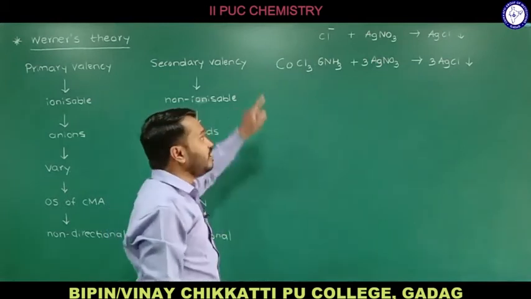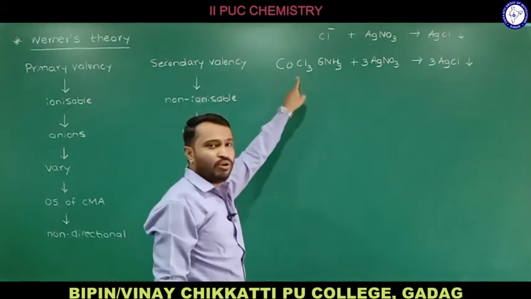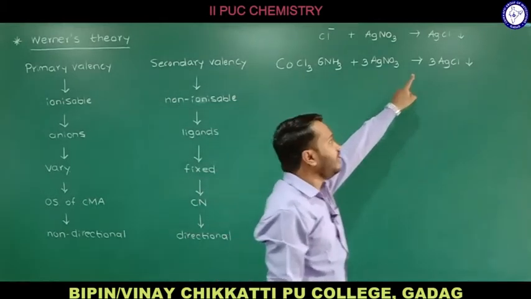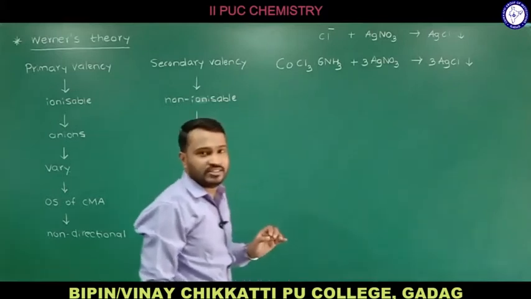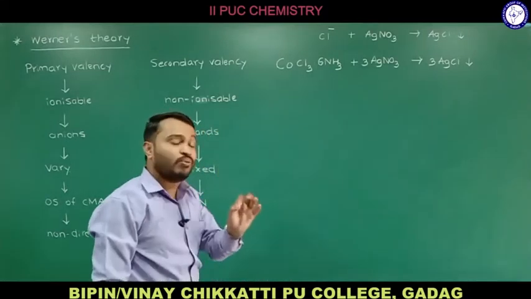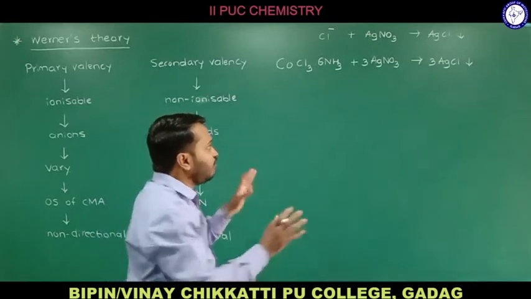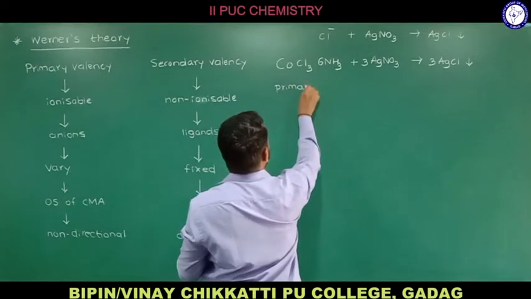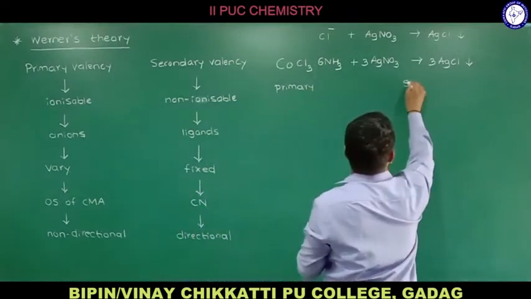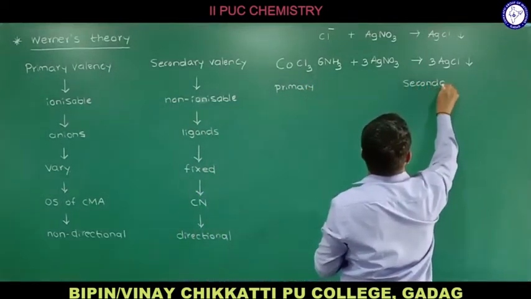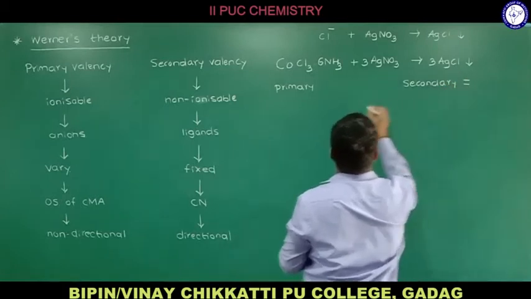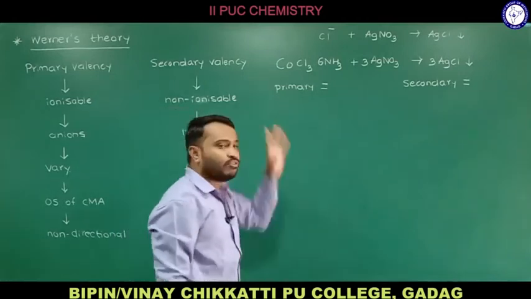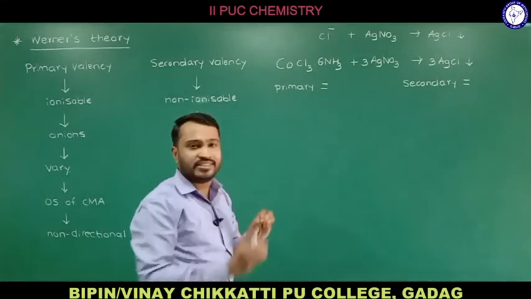So what I am saying by this reaction is that 1 mole of coordination compound is treated with 3 moles of AgNO3, and we get 3 moles of AgCl. That is the initial reaction Werner took. Now based on this reaction, let me explain what the primary valency and the secondary valency are, and how we can write the primary and secondary valency of a central metal atom. Here, since we have cobalt, a transition element, that is the central metal atom.